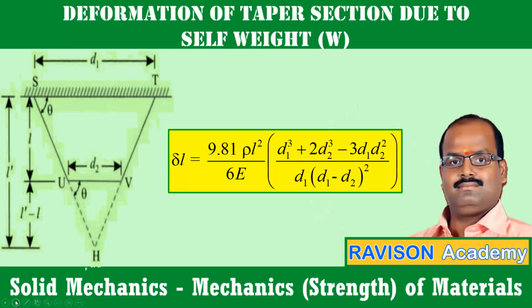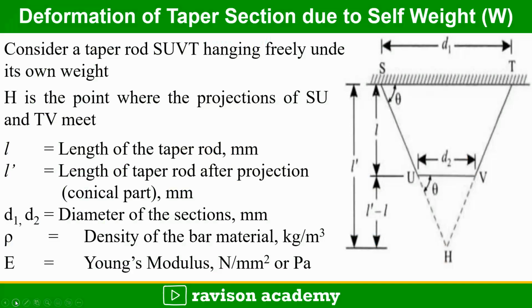So coming to the deformation of the taper section due to the self weight. This taper section SUVT is hanging freely under its own weight. This sketch is the point formed by extending the SU and TV. So this L is the length of the taper rod and L dash is the length of the taper portion after projecting.